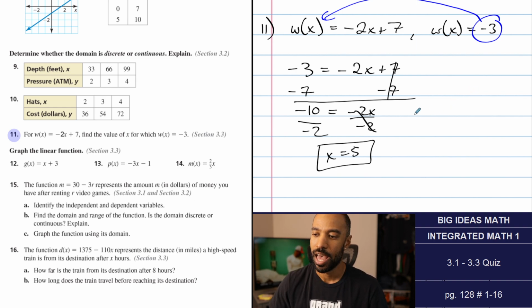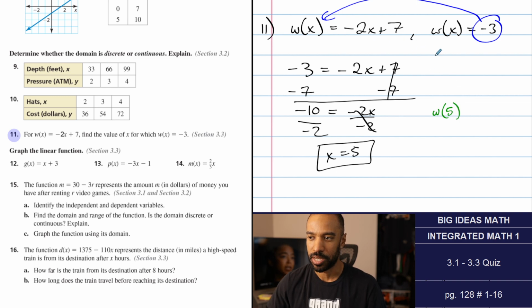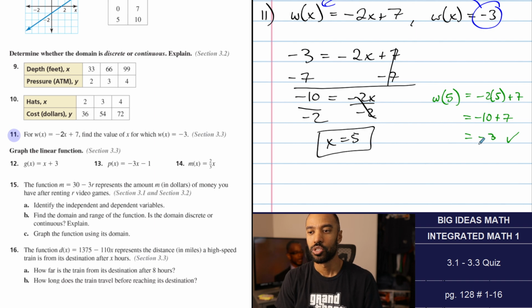As a double check, I'm going to substitute 5 in for x. This is what we do when we say find w of 5. Apparently w of 5 should be negative 3. Negative 2 times 5 is negative 10, and negative 10 plus 7 is 7 minus 10, which is negative 3. There's a good old double check that it worked out the way it was supposed to.